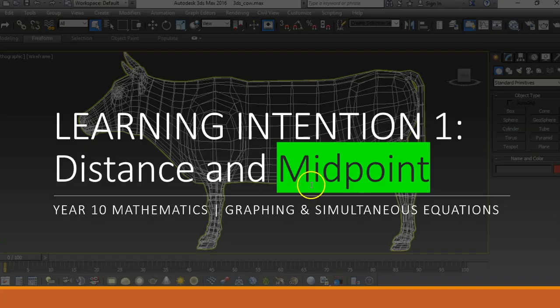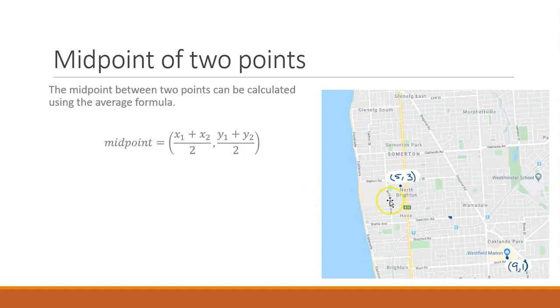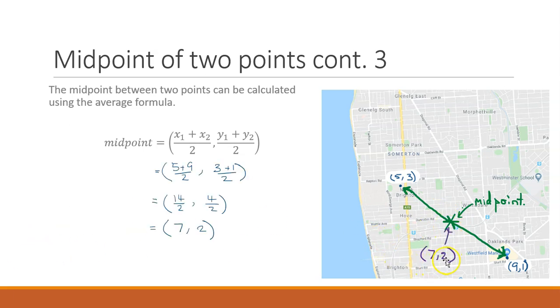And then in the second part, we looked at finding midpoint. So say, for example, if you're at Brighton High School and your friend was at the shops and you want to meet halfway, well, you'd simply put the coordinates into the midpoint formula and you'd be able to work out the point at which you need to meet at to walk halfway each. So your midpoint here, in this case, it was 7 and 2.